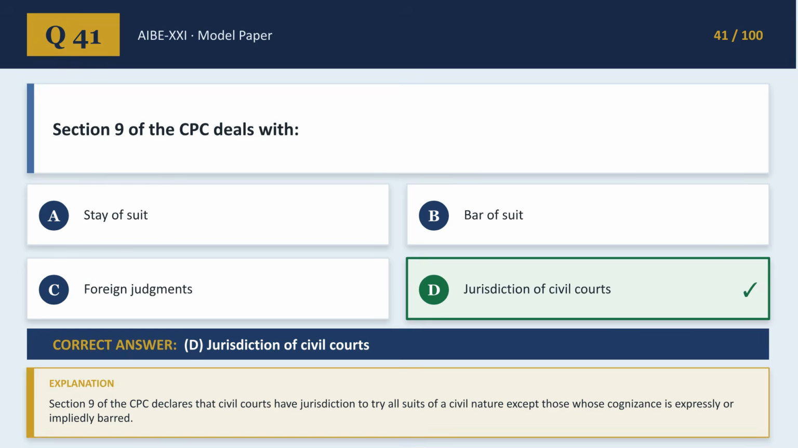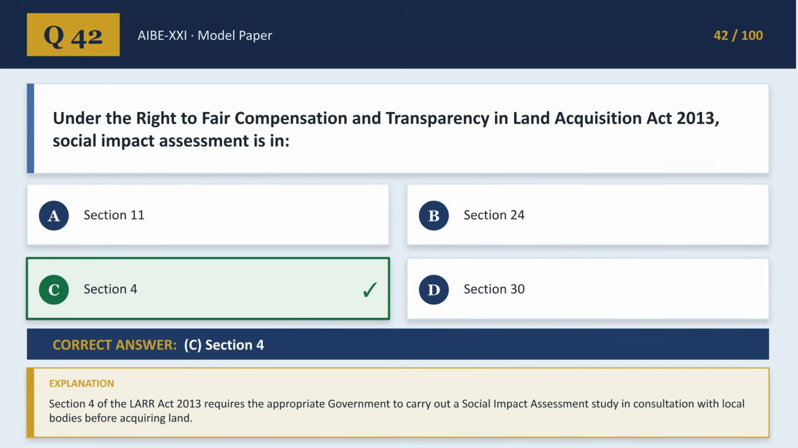Question 41. Section 9 of the CPC deals with the jurisdiction of civil courts. The correct answer is D. Civil courts try all suits of a civil nature unless explicitly barred. Question 42 asks where social impact assessment is provided under the LARR Act 2013. The answer is C, Section 4, requiring this study before land acquisition.